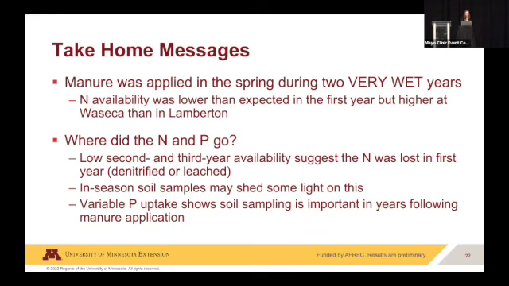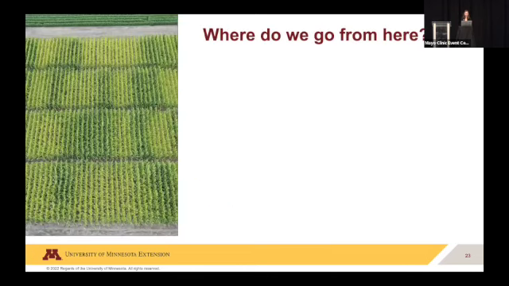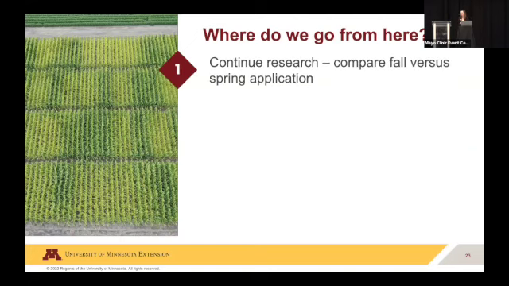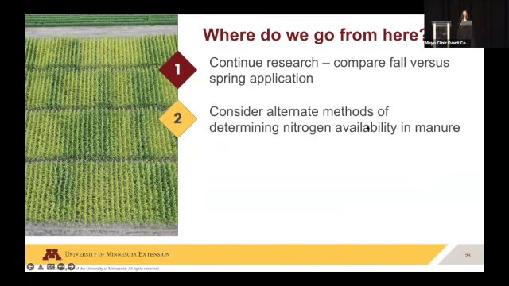So where do we go from here? We're wrapping up the last part of our study, so we need to look at our soil samples and that sort of thing. I'd like to take this a little bit further though. We looked only at spring application. I'd like to continue this research and look at fall versus spring. Maybe it's that these manures that have high organic matter, like our dairy and our beef, maybe fall application gives them more time to release the nutrients that would synchronize better with crop uptake. Maybe they don't, maybe that's not a thing, but I'd like to look into that to see if there is a difference. Second, consider alternate methods of determining nitrogen availability in manure. This is one of the things that we're looking at potentially doing.